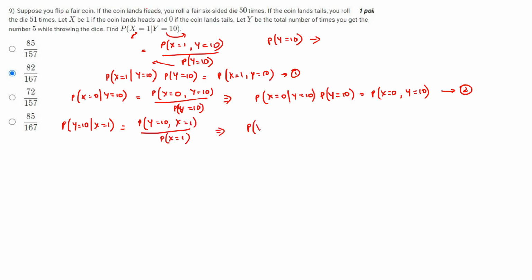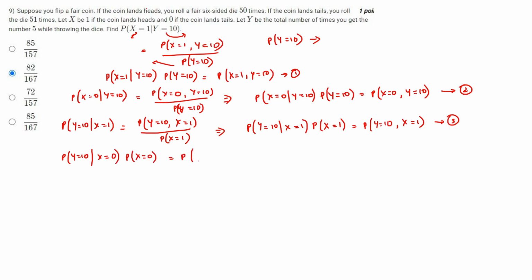P(Y=10 | X=1) times P(X=1) is nothing but P(Y=10, X=1), and I'll call this equation 3. Now similarly, I'll have P(Y=10 | X=0) times P(X=0) is nothing but P(Y=10, X=0), and I'll call this equation 4.